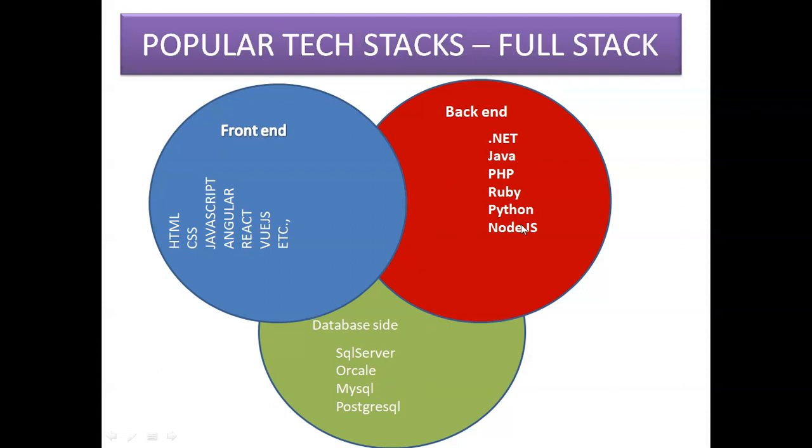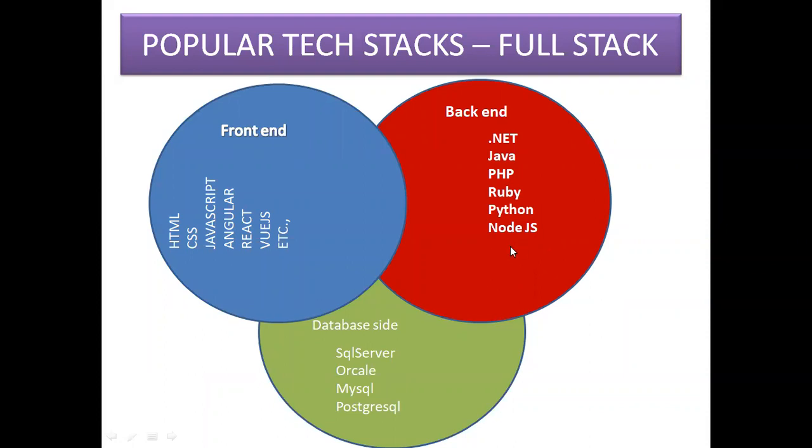So it applies to all the backend programming languages. .NET is a platform, Java is a platform, PHP is a language, Ruby is a language, Python is a language, Node.js again is a language for developing server-side applications. Node.js is basically JavaScript here. It's a platform for developing server-side applications, and for managing some other things we use it.